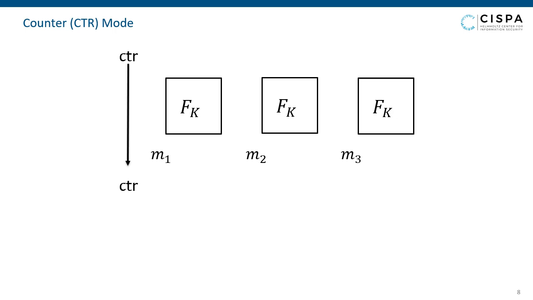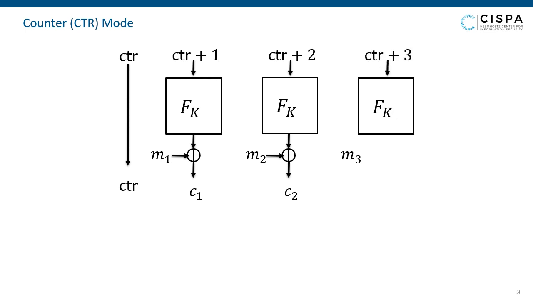So to encrypt the first block, M1, what do we do? We take counter plus 1, feed it into the block cipher, and XOR the result on top of M1 to get the first ciphertext block C1. To encrypt M2, we feed counter plus 2 into the block cipher and XOR the result onto M2, getting the second ciphertext block C2, and so forth.